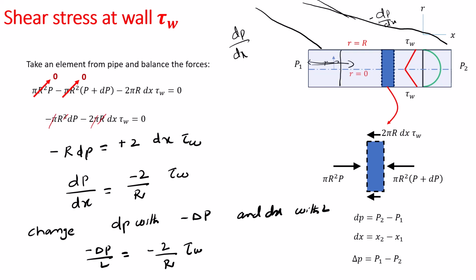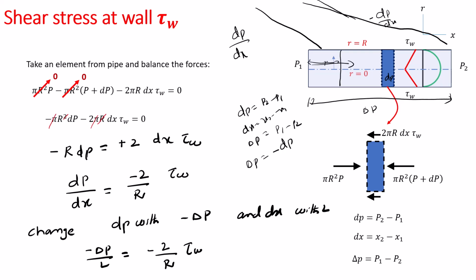Okay, now for this small strip, this is dP, but for the whole pipe, this will be delta P. And the difference is that dP is equal to P2 minus P1, and dx is equal to x2 minus x1. But delta P will be equal to P1 minus P2. So it means that delta P will be minus of dP. And the length is the total length from this point to this point.